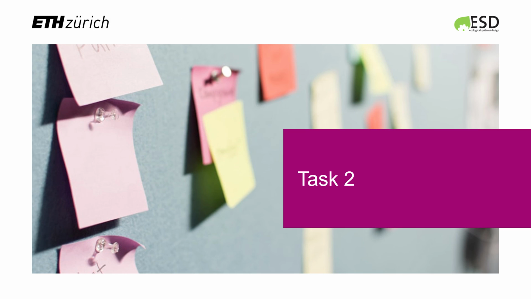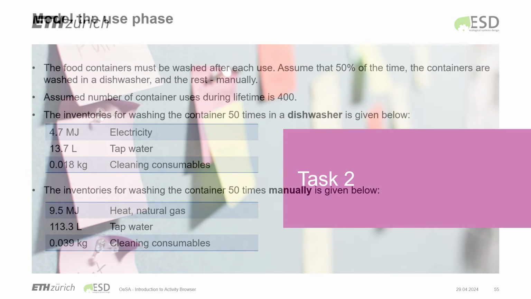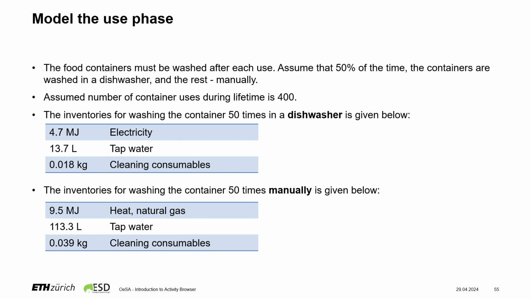For task 2, we would also model the use phase. We would assume that the total number of washes is 400, and that in 50% of the cases, people wash their containers manually with hands, and in 50% of the cases, it's in a dishwasher. So we provide you some inventories for both: for washing the container 50 times in a dishwasher and for washing the container 50 times manually. These are different inventories that you would need to add to your foreground database.